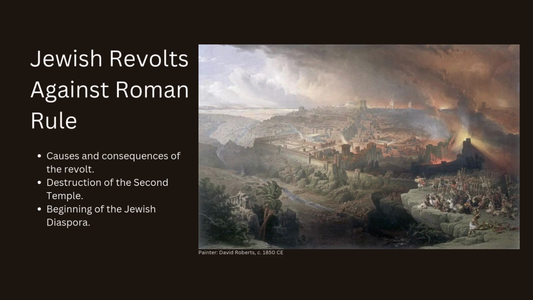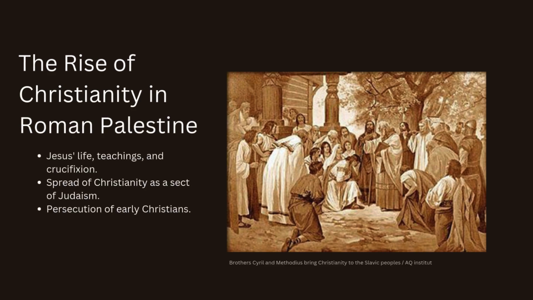The Bar Kokhba revolt, the last significant Jewish uprising against Roman rule, ended in the defeat of the Jewish rebels. In the aftermath, Roman Emperor Hadrian renamed Judaea Syria Palestina in an attempt to erase the Jewish connection to the land.